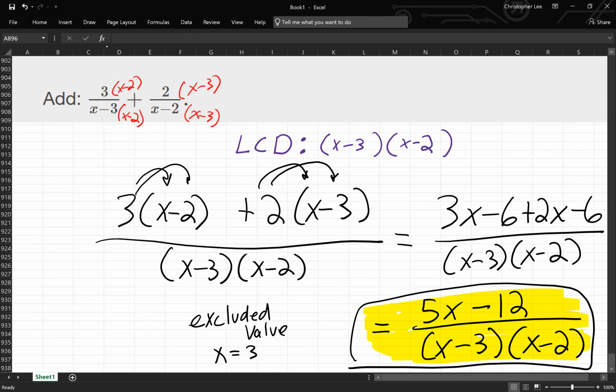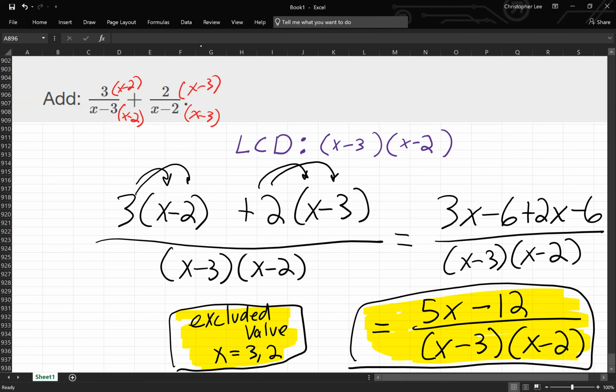It'll be x equal to 3 and 2. Those are my excluded values, if they ask you for that. If they don't ask you, then you're good. You just give them the answer and that's it. Questions on this?